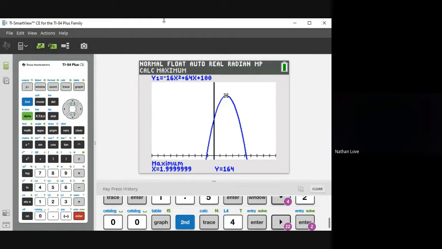So in 2 seconds, and the questions ask you right there, when does it reach the height? That's 2 seconds. How high does it go? 164 feet. And then which characteristic about the graph represents when the jack-o'-lantern hits the ground?